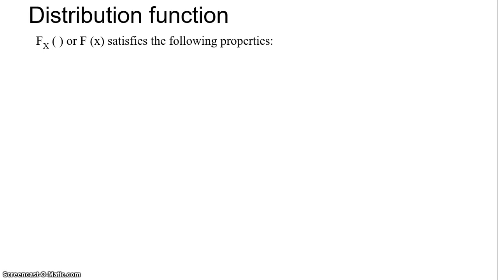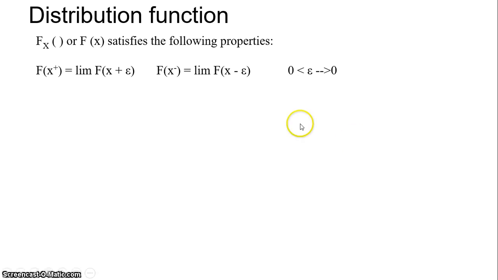And for the distribution function, what are its properties? Capital Fx of x, or capital F of x, can be used for denoting the distribution function. Coming to its properties, for convenience, let me take f of x plus as the limit of f of x plus some epsilon, so it is an increasing function. Similarly, f of x minus is f of x minus some constant epsilon.